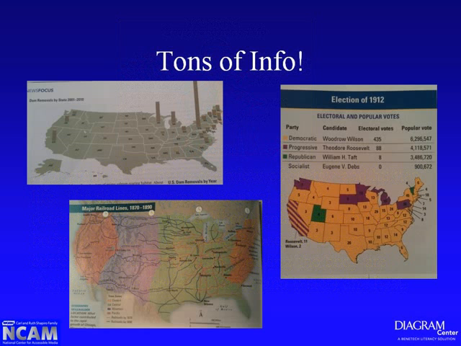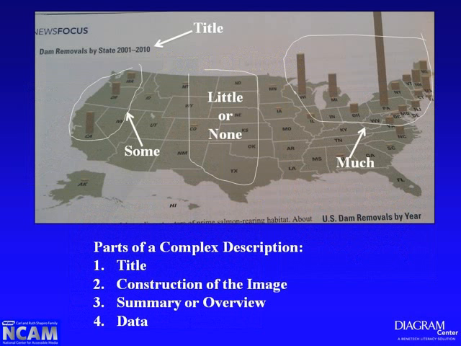And I chose maps because maps often are multiple layers of complex information all jammed into a single image, and that's what we have here. And I have 3 different examples. So the first one, what are the parts of this complex description?